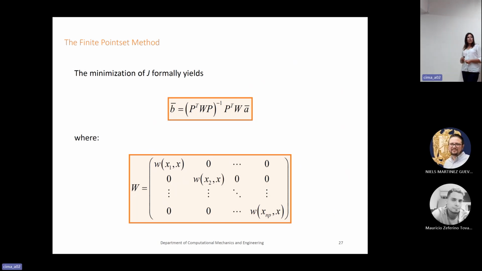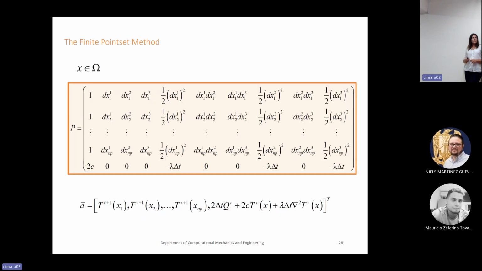Where matrix W is defined before, it contains weighted Gaussian functions, and matrix P and vector A I have here. So this matrix P has some differences, and the last row depends on our equation. So here is presented the last row for the Fourier equation, for example.